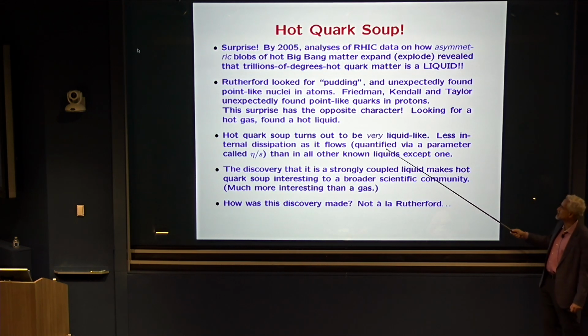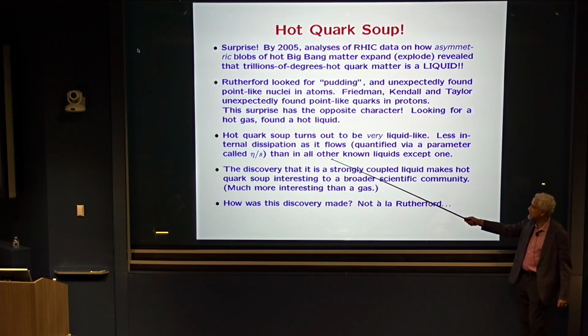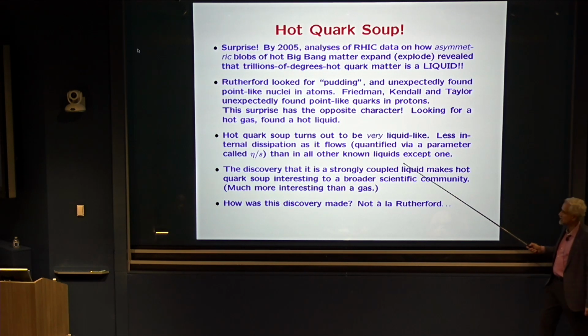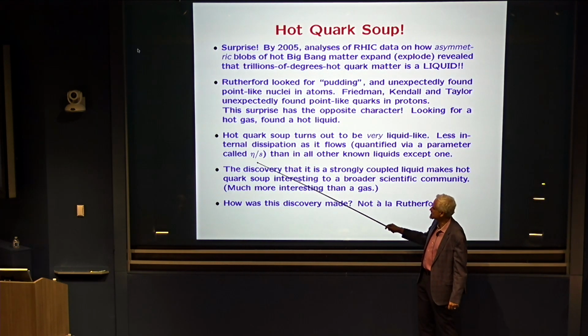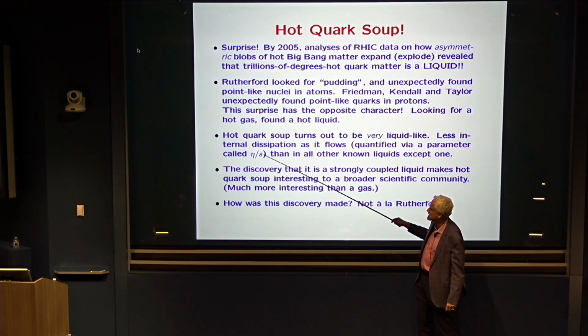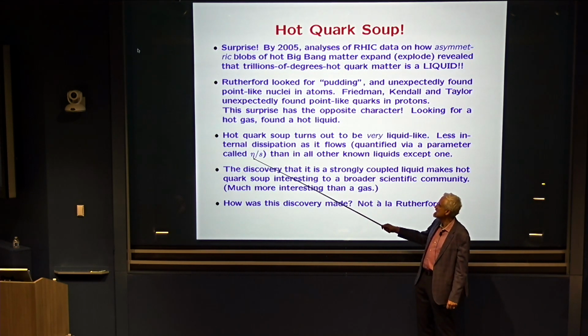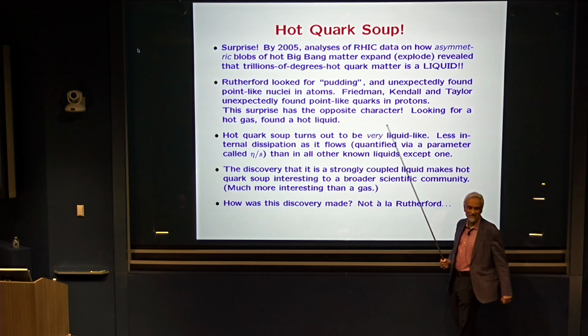And it turns out that the liquid that we discovered in this way has less internal dissipation as it flows than any other known liquid except possibly one. The way you quantify how much internal dissipation there is when a liquid, say, flows around a curve is this dimensionless quantity. This is a dimensionless measure of the shear viscosity, for those of you who are familiar with shear viscosity. If you don't know what shear viscosity is, it doesn't matter. This is a parameter that measures how good a liquid you have. Smaller means better liquid.